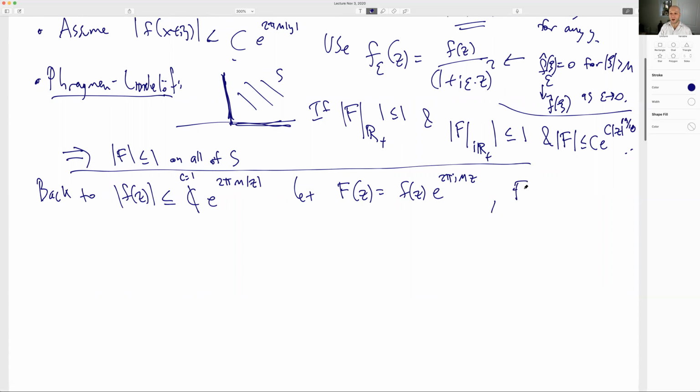What do I know about it on the positive reals? Can I bound this by something? Yeah, and f also has moderate decay. Remember, we said f has moderate decay. So f of x on the real line decays like 1 over 1 plus x squared. In particular, it's at most 1.